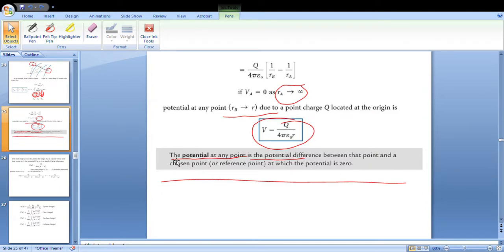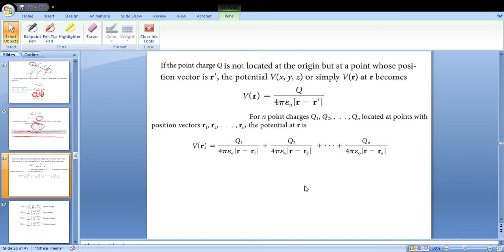Yes, so I'll read it again. The potential at any point is the potential difference between that point and a chosen point at which the potential is 0. Now, if the point charge q is not located at the origin, but at the point whose position vector is r dash, the potential V of x, y, z in the Cartesian coordinate system, or simply V of r, is a function, not V into r. You have to note that V of r is equal to q divided by 4 pi epsilon naught into the magnitude of r minus r dash, right?